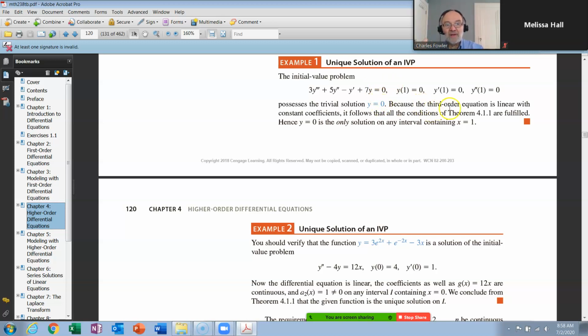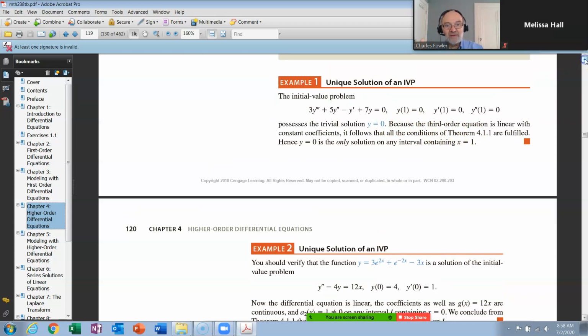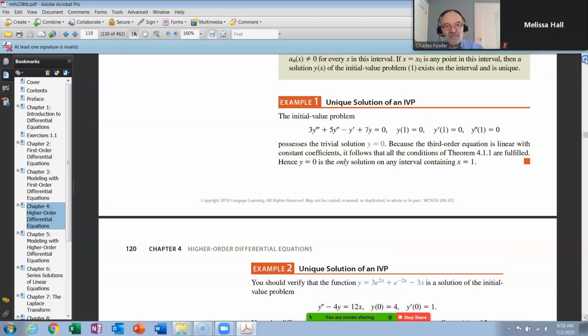But because this third order differential equation is linear, there's no cross terms here, no powers other than 1, okay? All the conditions are met. This is linear. The coefficients are functions of x alone. This 0 is a function of x alone, not a function of anything else, but okay.